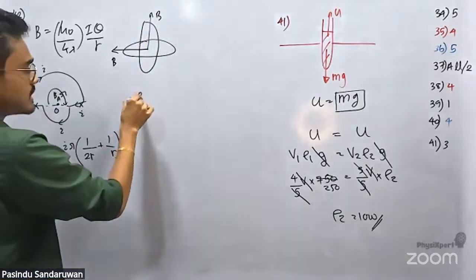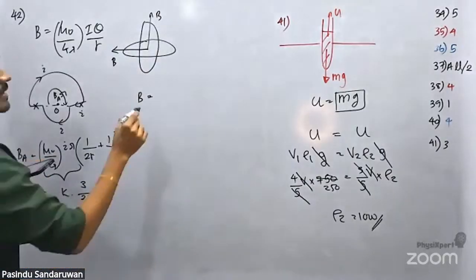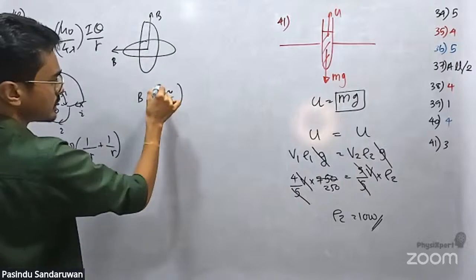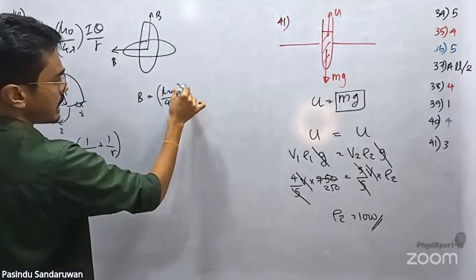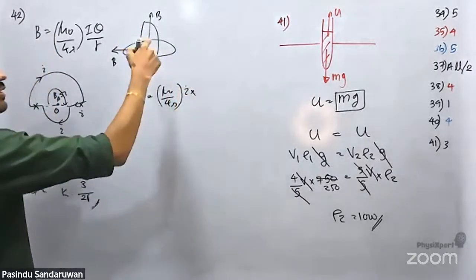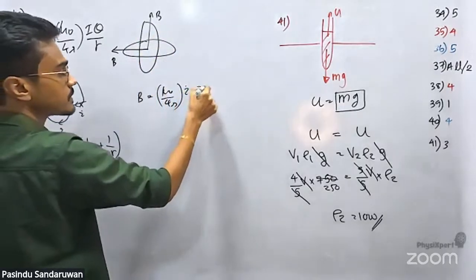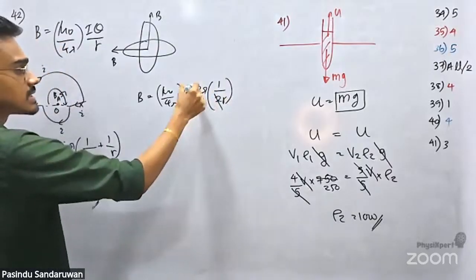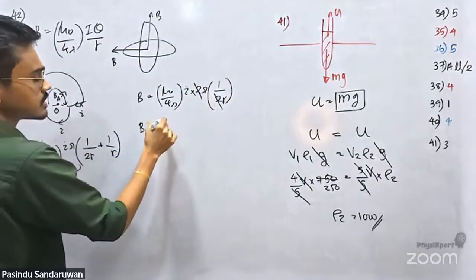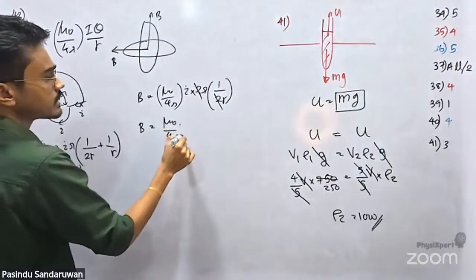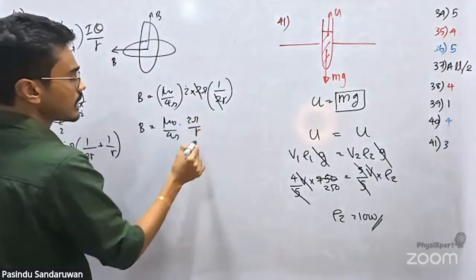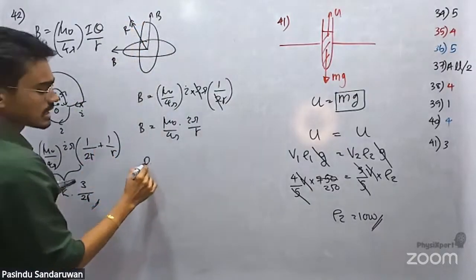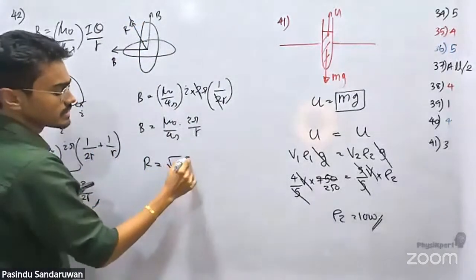So 1B can be written as mu naught over 4 pi. This same thing comes, mu naught over 4 pi, then I theta. Now in this case, theta is not pi, total angle is 2 pi, right? And R is 1 over 2R. 2 to 2 cancels. See, B is mu naught over 4 pi, I pi over R. But the resultant is this. Resultant will be root 2 B, right?